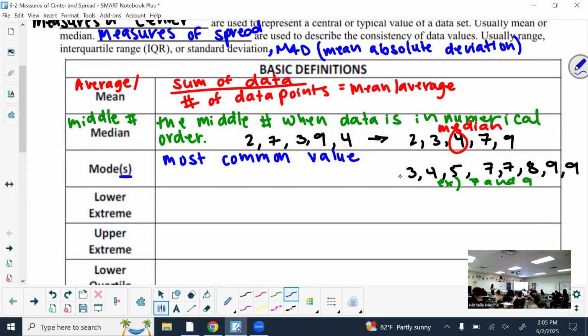Now, if I add extra data points to this set, what's my mode now? Just 9, because that would be the most common one. It's no longer 7. That's important to know because I've seen questions on a test say, what happens when we add this value to the data set? And one of the distractor answers is it changes the mode. So you have to know what it is to see if it's going to be changed or not. Questions?